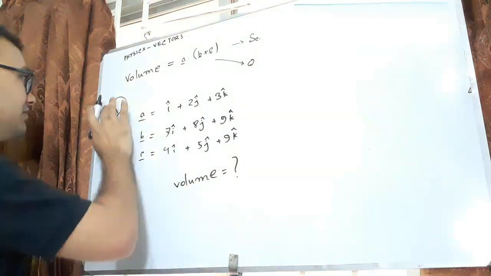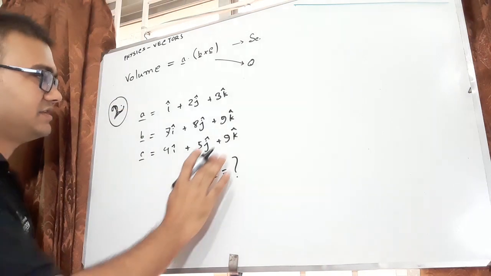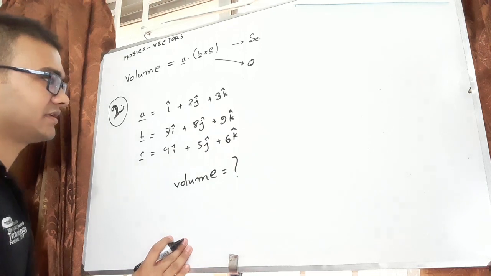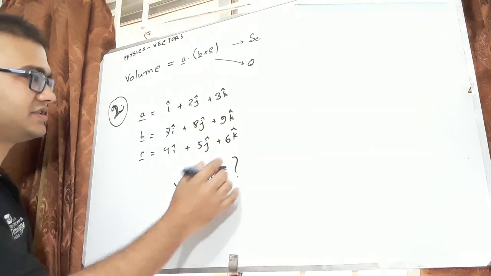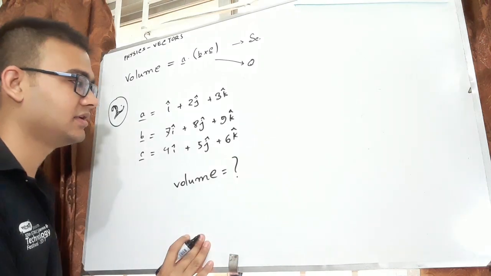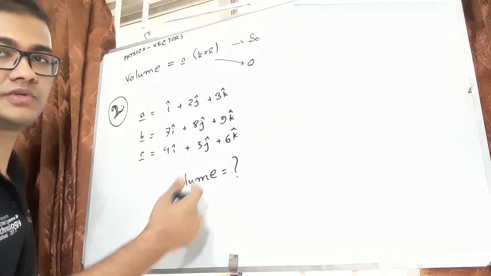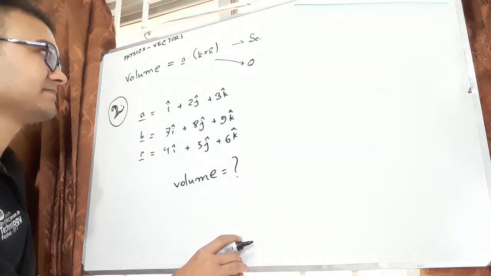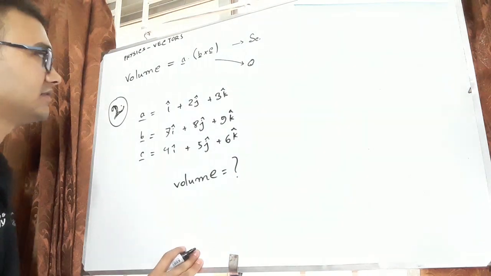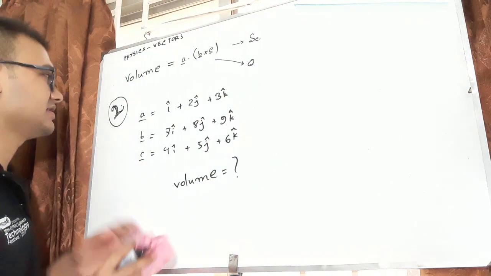For question number 2, I change it a little bit, I make it 6k. So the major change is that this was 9k in the first one and this is 6k in the second one. You will tell me for which one I get coplanar vectors, or just tell me the 2 volumes. That will be easy.